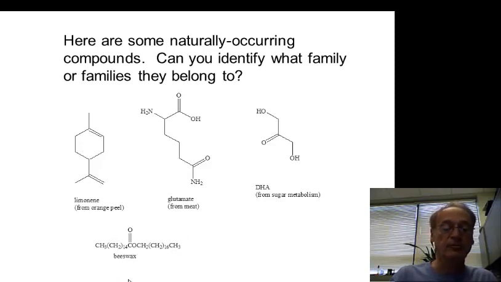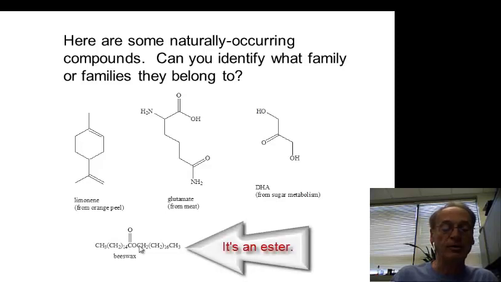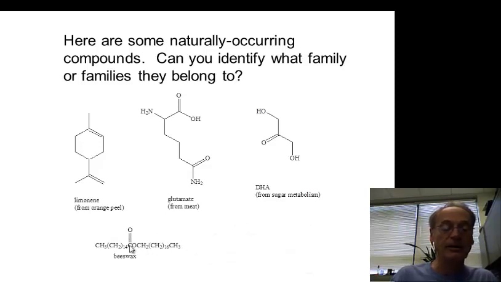This comes from beeswax. What kind of compound is this? What family or families does it belong to? Well, notice it has a C double bond O with a single bond O and then another carbon group. That makes it an ester, not an ether, not a carboxylic acid, not a ketone or aldehyde, but an ester instead.